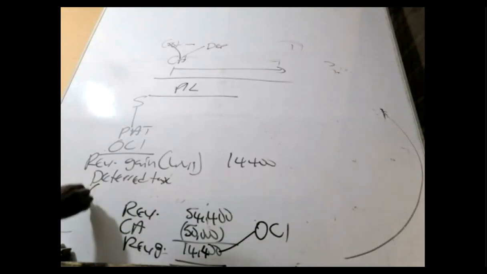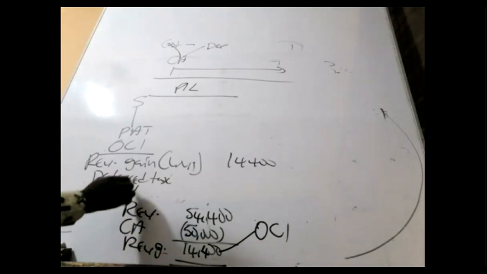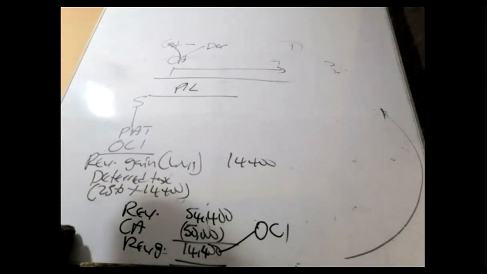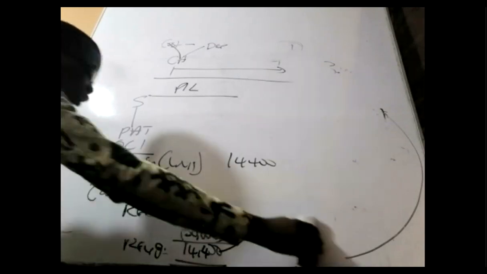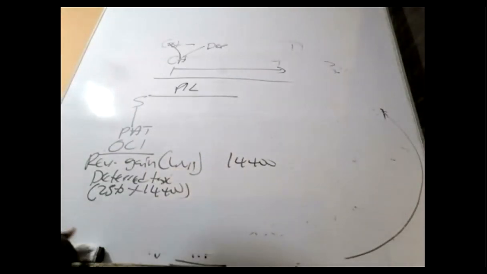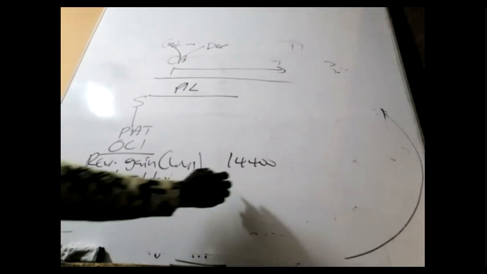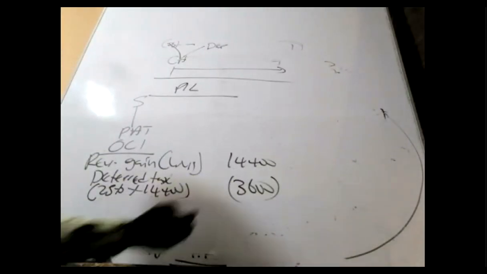Take your calculator, open a bracket. They say 25% times the 14,400. Close it. That is all. We are done. The 25% of 14,400, that's 3,600. Bring it here, subtract it, and that's the net.